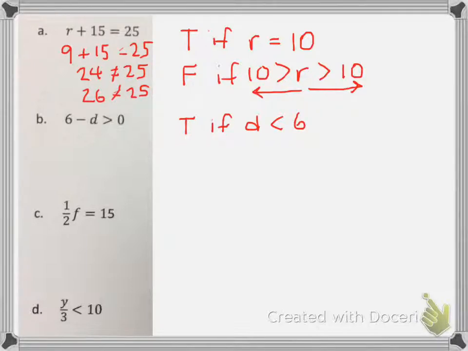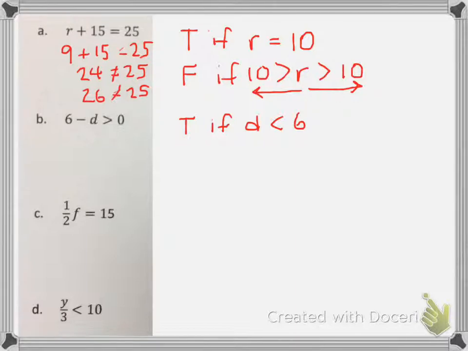Okay, try it out. Put a 5 in. 6 minus 5 is 1. Is 1 greater than 0? Yep. Put a 2 in. 6 minus 2 is 4. Is 4 greater than 0? Yes.